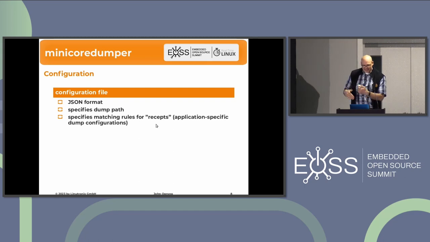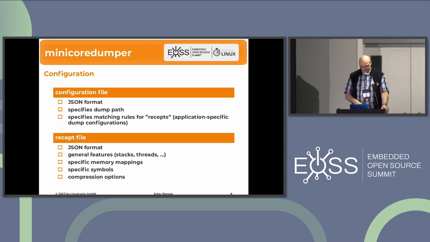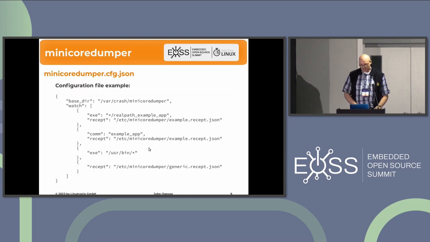Each of these application-specific dump configurations is called a recept. This is kind of a German-English disaster name. It's historical, I'm just going to leave it at that. But they're called recepts. These are just the application-specific configuration files. These are also in JSON format, and this is where you can specify exactly what you want to dump for this application. You can also specify things like particular memory mappings or particular symbols that I want to dump, or the compression options I want to use, for example.